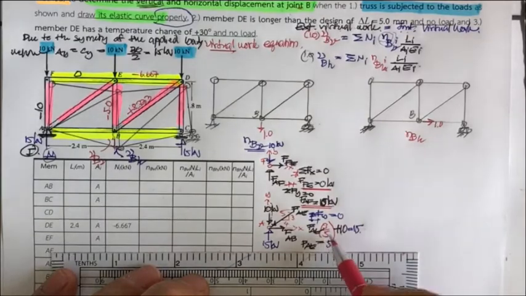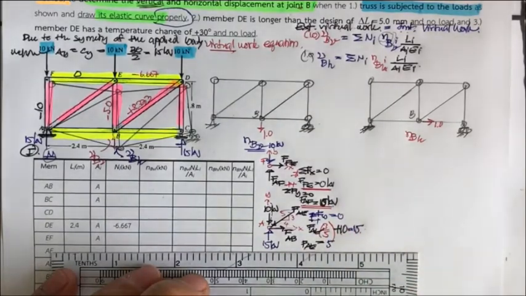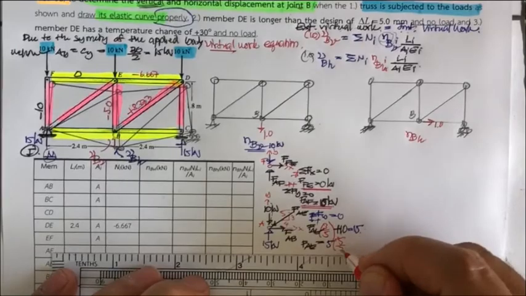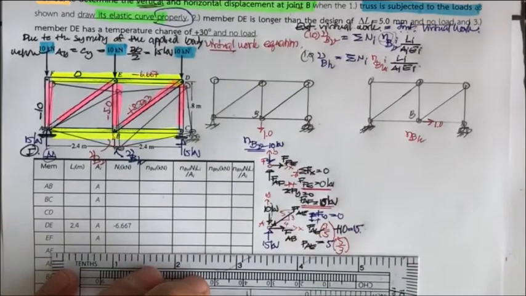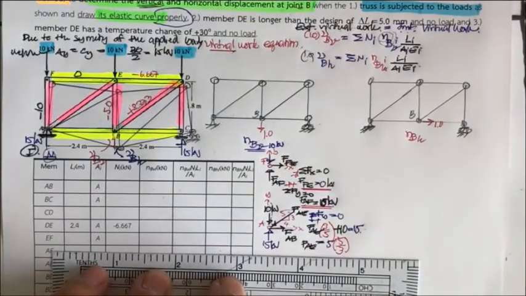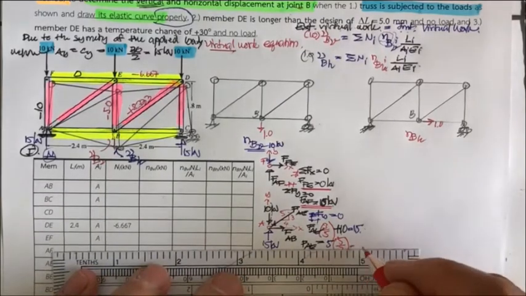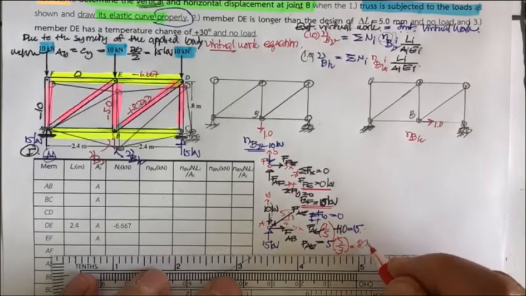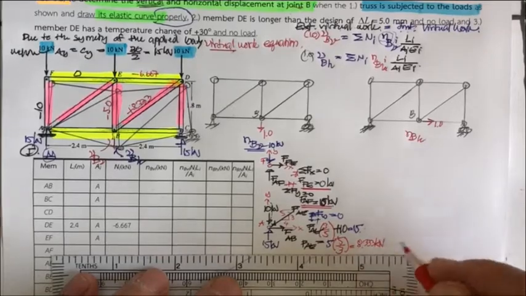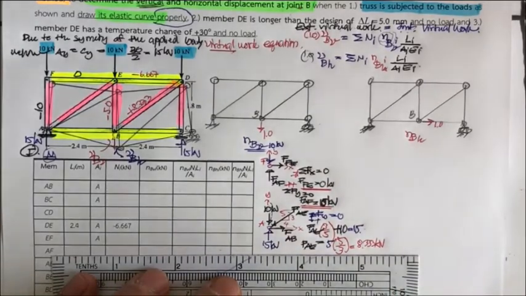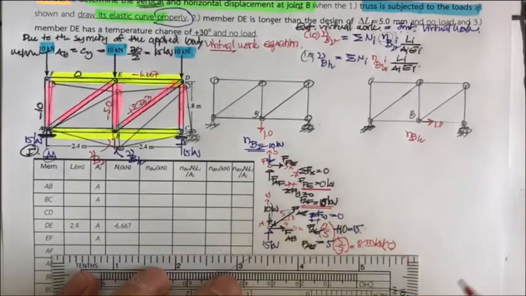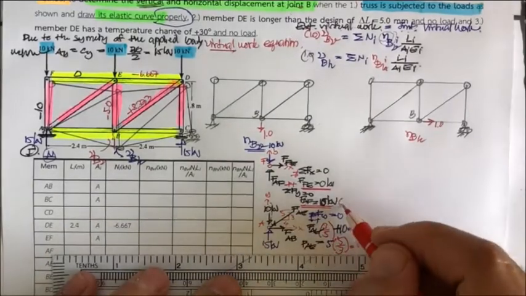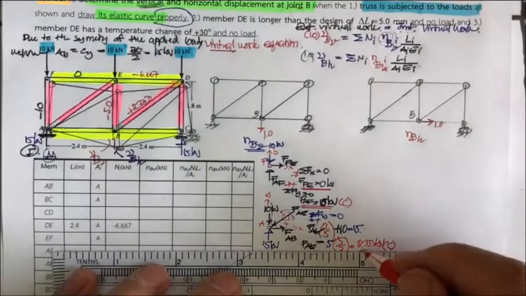And then you move, 5 times 5 over 3. So you get 25 divided by 3. That is going to be equal to 8.333 kilonewton. And this one is going to be in compression. So it's in compression. Let's put the AF. AF also in compression. Okay.